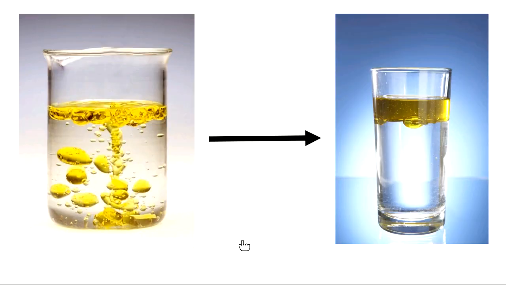We're looking at what happens if you were to mix oil with water. If I poured oil into water, stirred it up with a spoon, and then let it sit, I would end up with that oil sitting on top of my water. Oil is an example of a nonpolar substance.